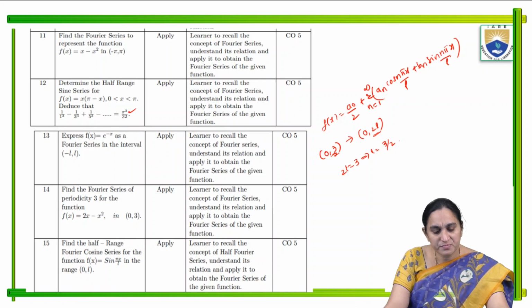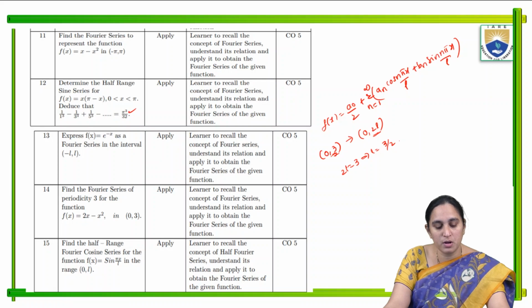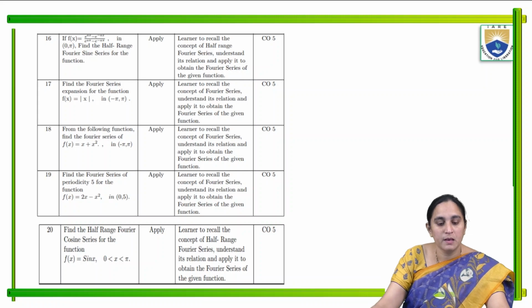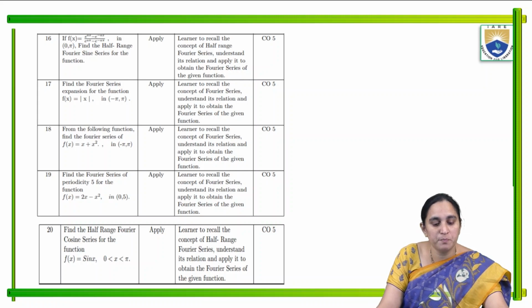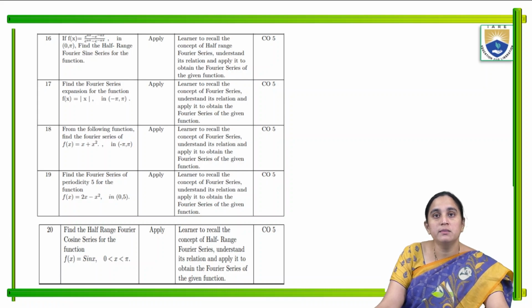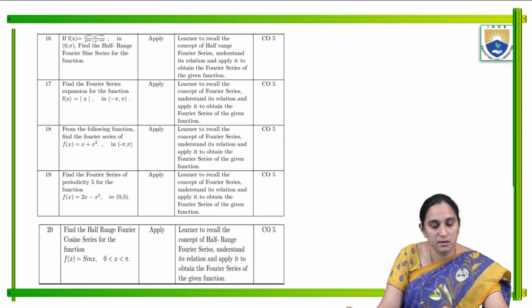Next, find the half range Fourier cosine series for the function f of x is equal to sin pi x by L in the range 0 comma L. This is also L based with the half range. Next, if f of x is equal to e power ax minus e power minus ax by e power ax plus e power minus ax in 0 comma pi, find the half range Fourier sine series for the function. Okay, this is also a half range sine series.